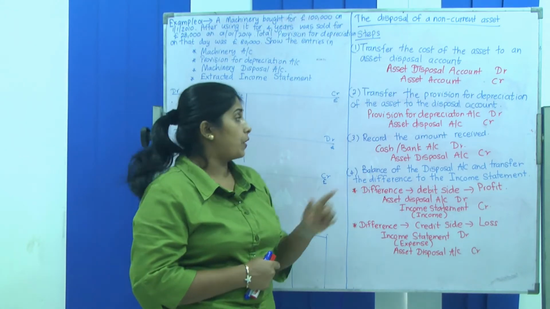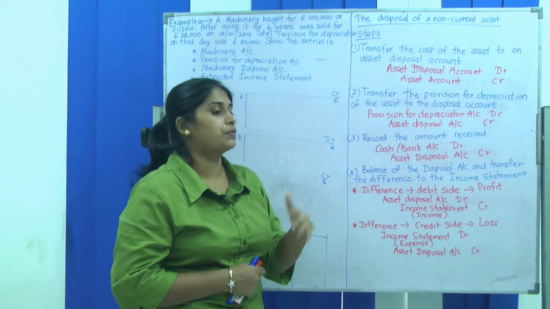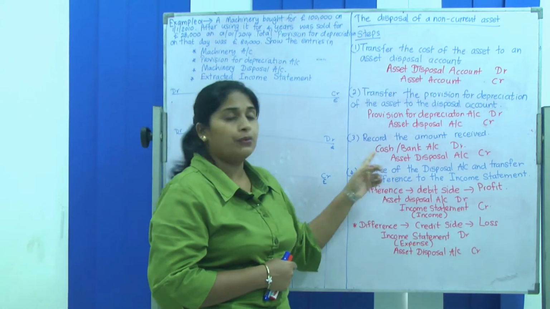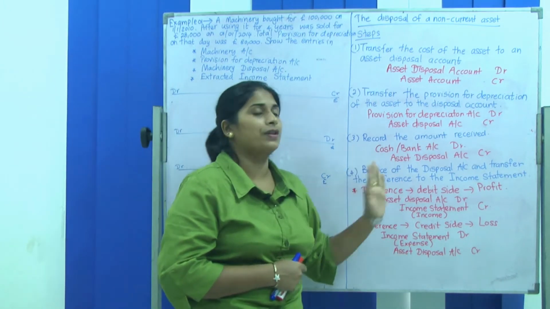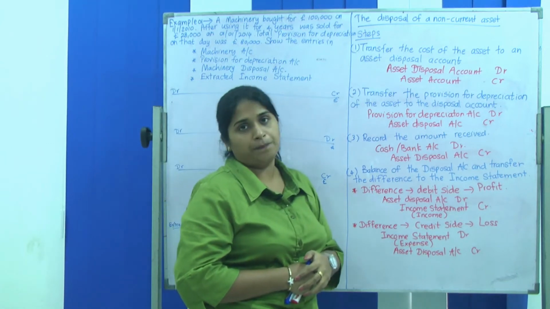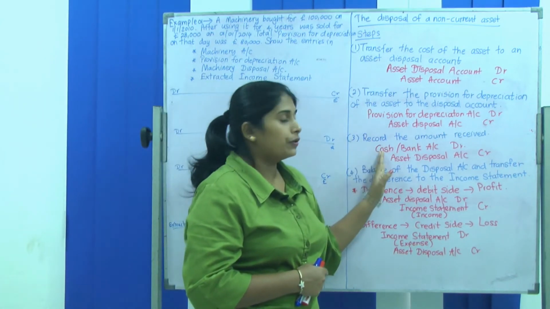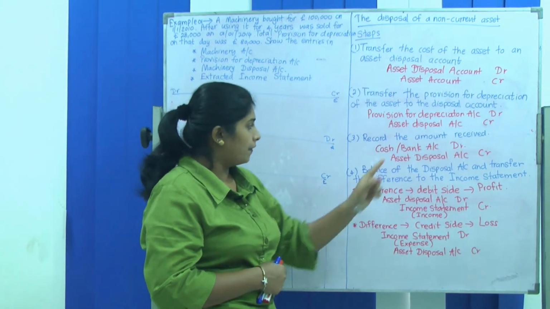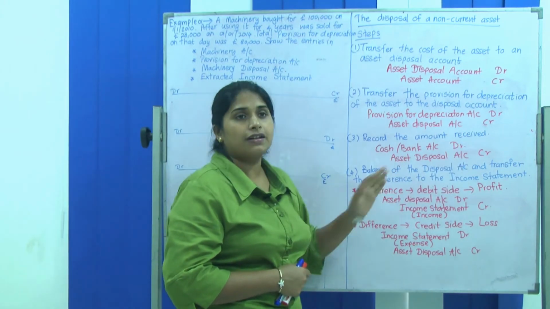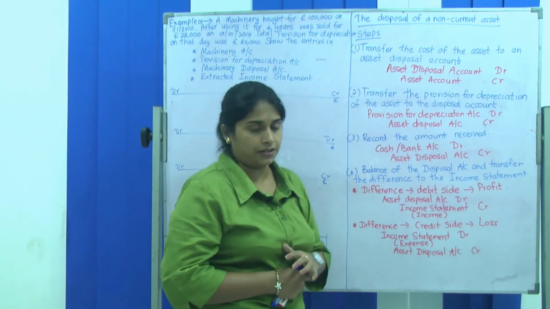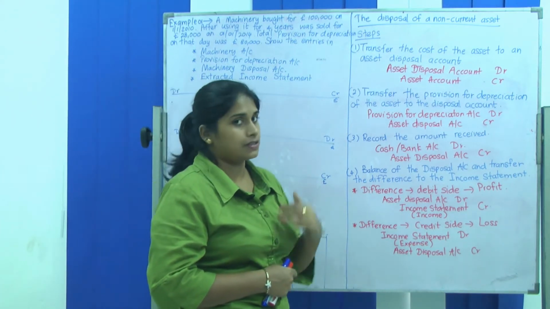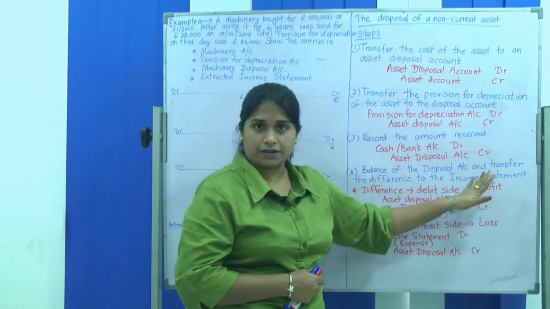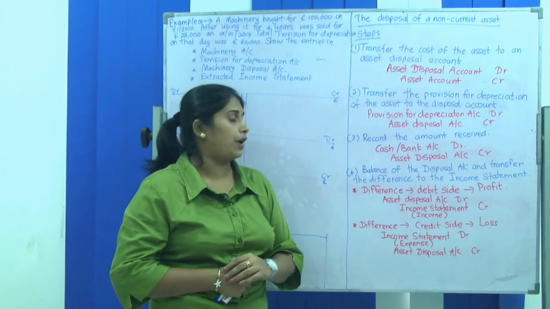Then the third step is you have to record the amount that you are receiving. When you are selling your furniture, the person to whom you are selling might pay you cash or bank. We are assuming that we are selling it on cash or bank, not on credit. So when you are receiving cash, the cash account will be debited. If you are receiving a cheque, the bank account will be debited, and the particular asset disposal account will be credited. Now assume you are selling your furniture and receiving cash. So the cash account will be debited and the furniture disposal account will be credited. So that is the third step that you have to follow.